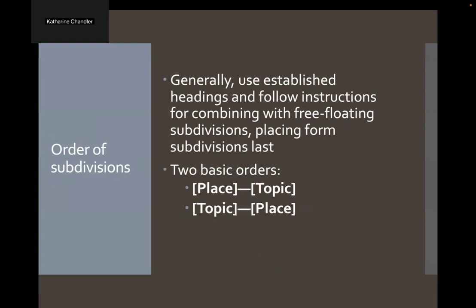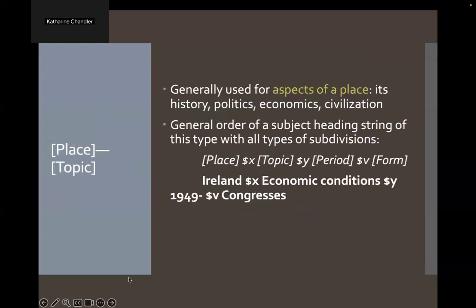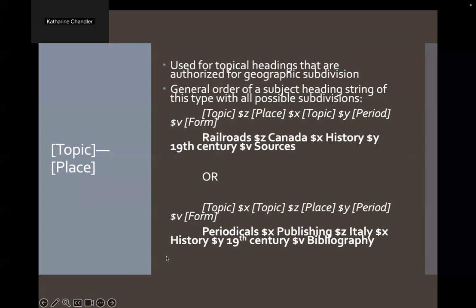So two basic orders are place to topic and then topic to place. Place and topic are generally used for aspects of a place, its history, politics, economics, and civilization. The general order of a subject heading string of this type with all types of subdivisions is like these two examples. It's used for topical headings that are authorized for geographic subdivision. So like railroads, Canada, history, 19th century, and then sources.